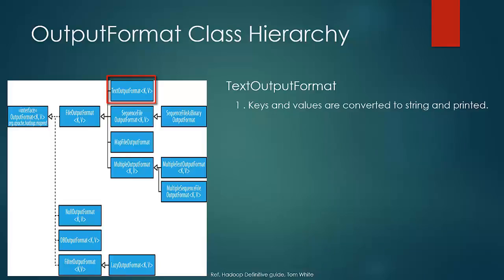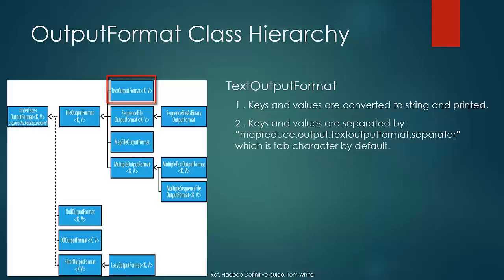The keys and the values are separated by a delimiter, which can be controlled using the property mapreduce.output.textoutputformat.separator. By default, it is a tab character, and this is why we see keys and values separated by tabs in the outputs of the various runs we have. This can be set to any value by using the configuration set method.